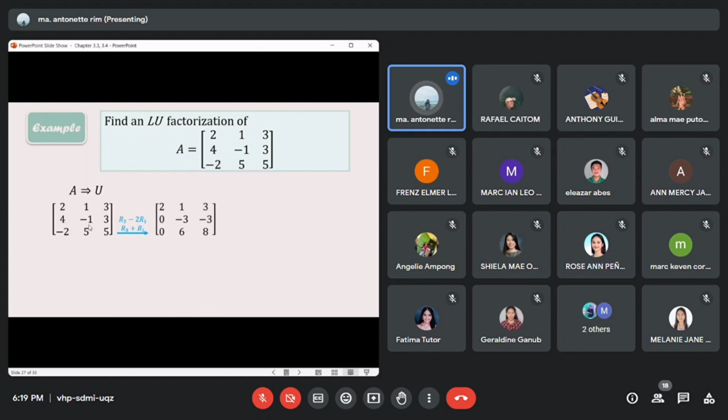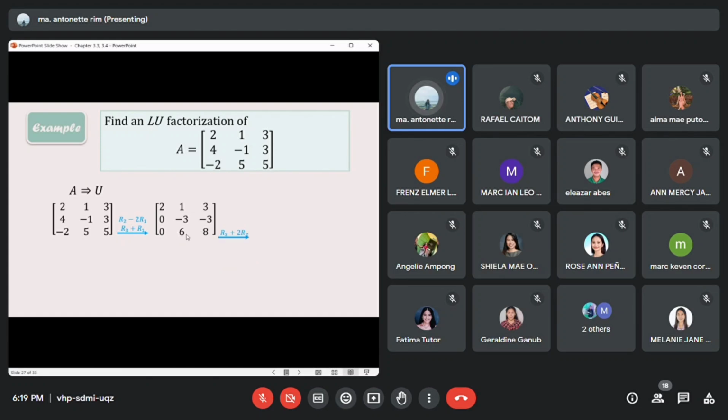We do not touch the first row. Row 2 minus 2 times row 1: 4 minus 2 times 2 becomes 0, negative 1 becomes negative 3, and 3 becomes negative 3. Then row 3 plus row 1: negative 2 plus 2 becomes 0, this becomes 6, and the last is 8. Next, there is a 6.